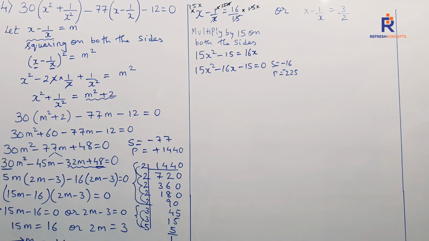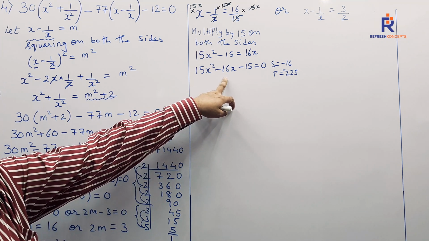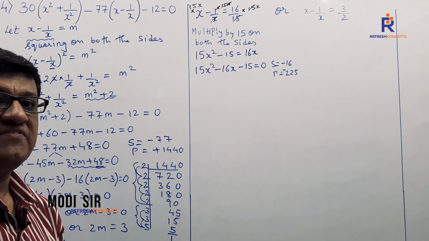Come on children, it's your time. If you can tell me what are the factors, if you can give me right now the factors easily. Anybody? Any guesses? What are the factors? What will give me minus 225 as a product and sum as minus 16? Is there any relation? 25 nines are 225. And is there any relation between 25 and 9?